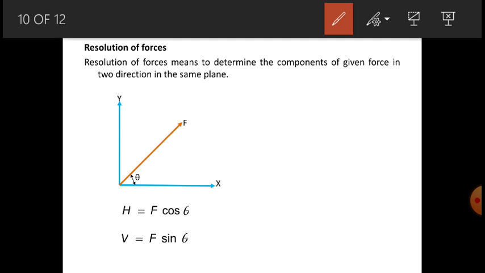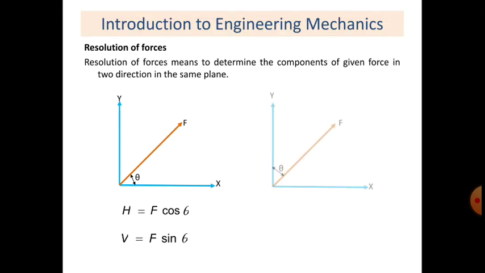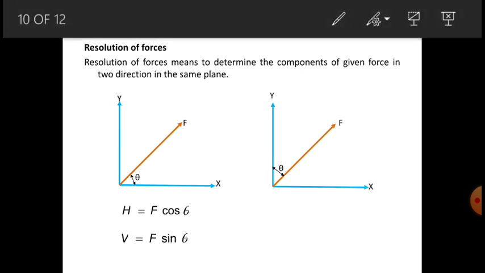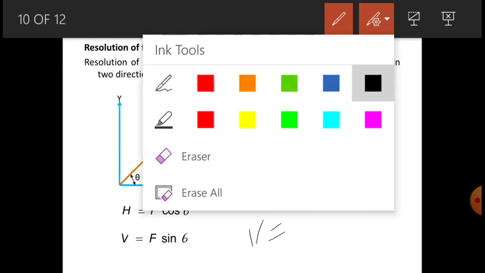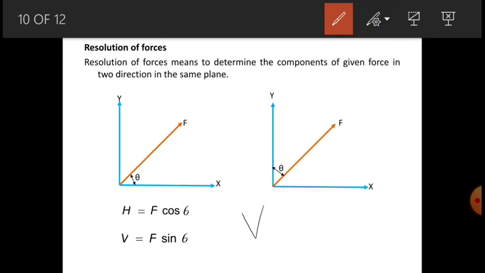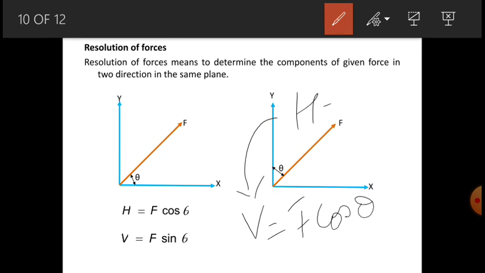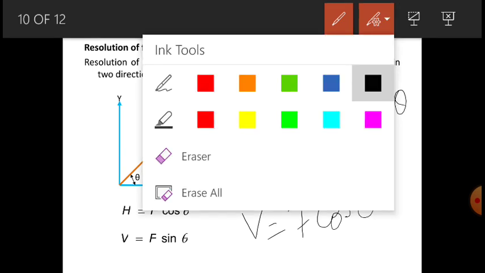If theta is between the vertical component in the y direction and F, then your V, that is your vertical component, will become F cos theta, and H will become F sin theta. This is the difference in the formulas.